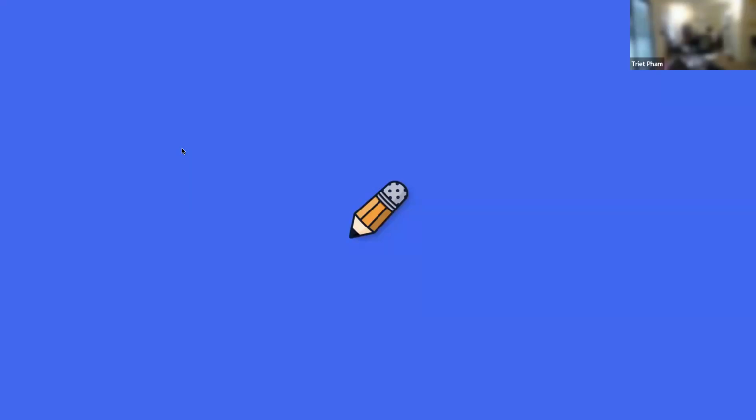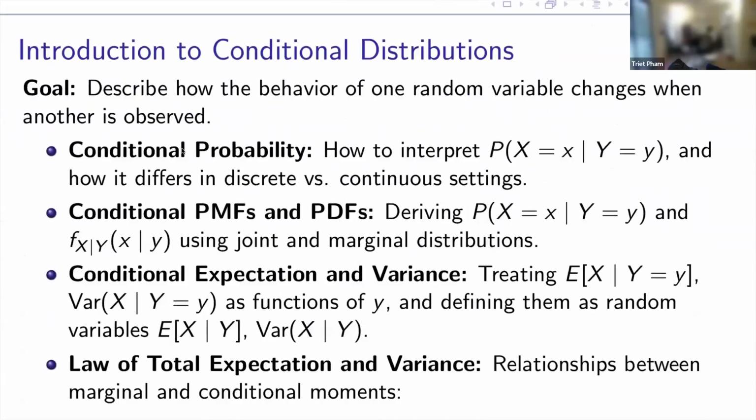which is conditional distribution. This is a logical follow-up to joint distribution. In fact, usually people would talk about conditional distribution within the joint distribution materials. So this, in a way, belongs to lecture 9.